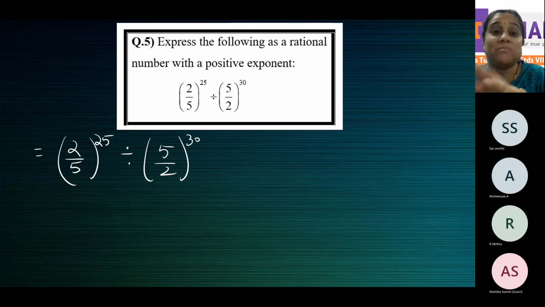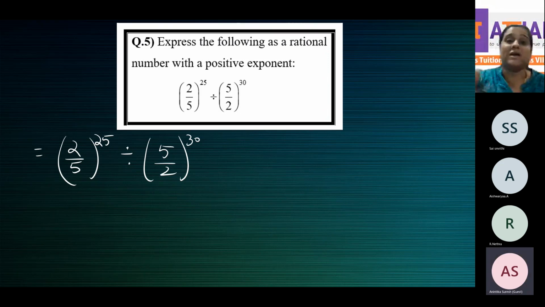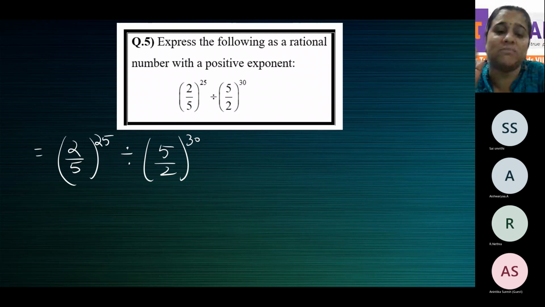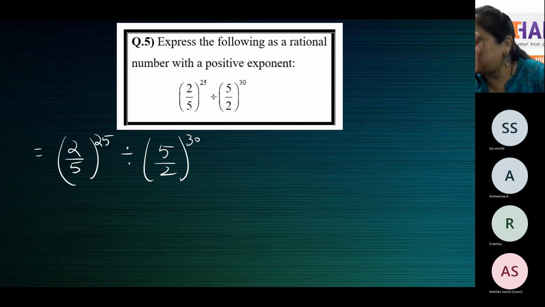So the only chance is you can make the bases equal, because 2 by 5, 5 by 2. You can make the bases equal. You can't make the powers equal. All of you, disable your mic. Online children, please, it's a request, disable your mic.